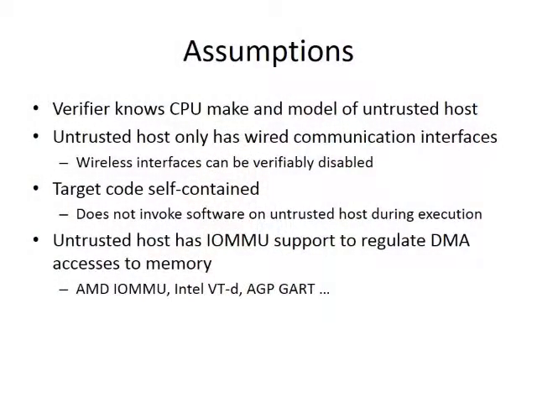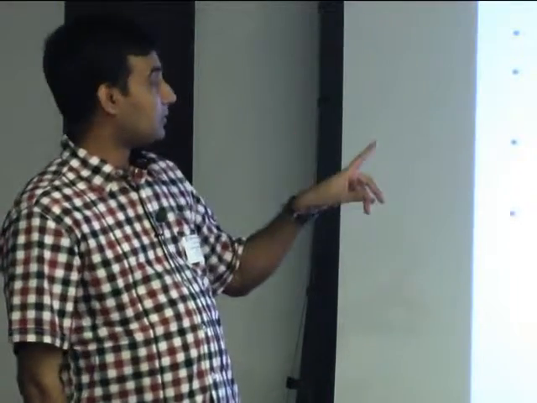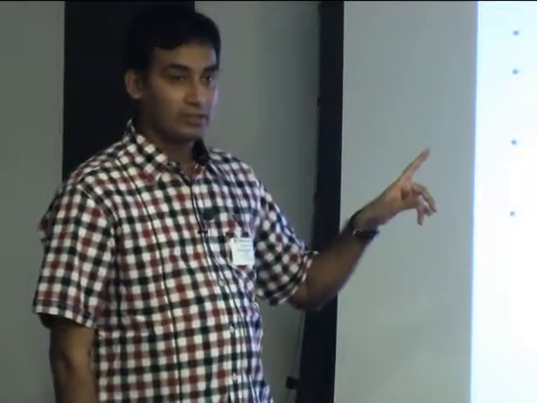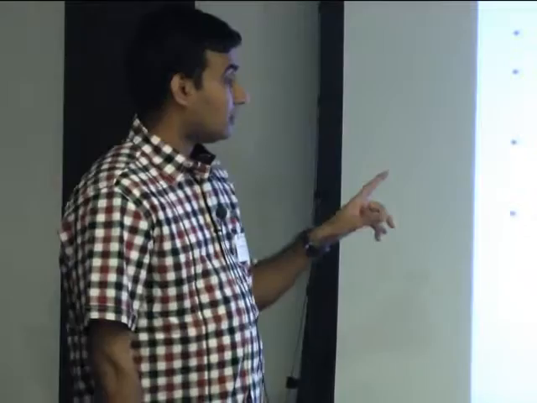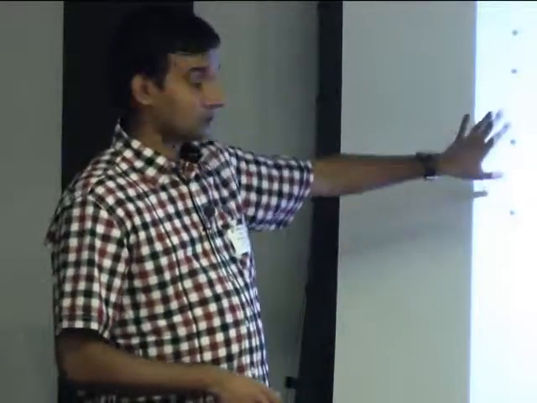A lot of the assumptions that you saw earlier are done away with. We only assume that the verifier knows the CPU make and model. We assume that the untrusted host has wired communication interfaces only. Alternatively, if there is a way by which wireless interfaces can be verifiably disabled. And what I mean by verifiably disabled is if in fact there is a bit in a register that you can set that says, okay, now the wireless interface will not work, and you can take that register and put in the checksum, then it is possible to simply discharge this assumption.